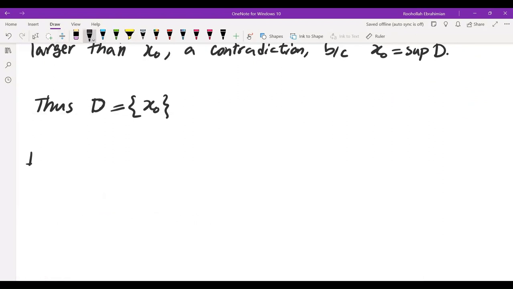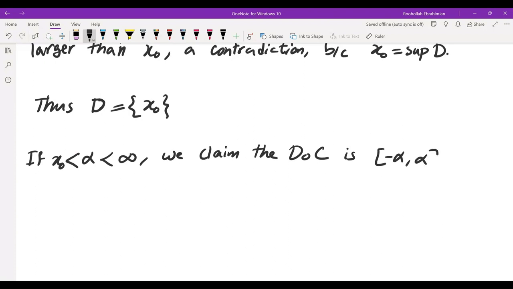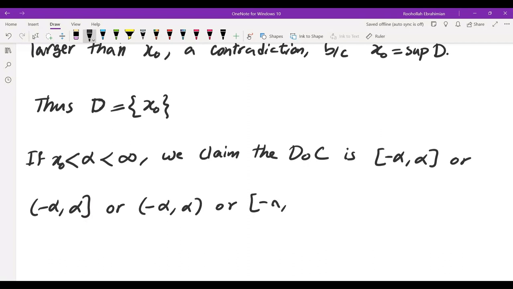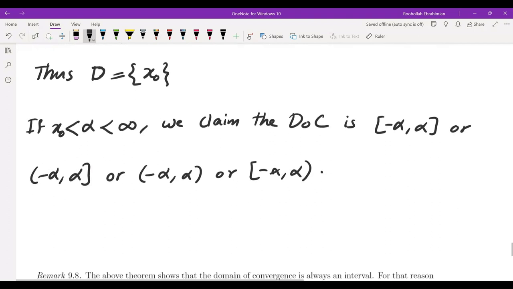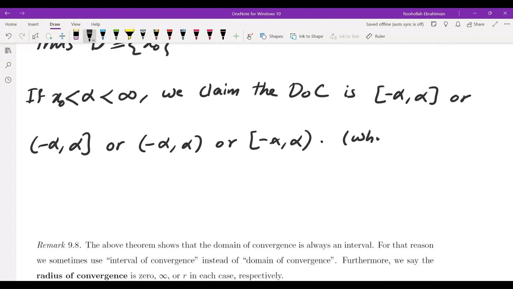Now let's assume that alpha is greater than x naught but less than infinity. We claim the domain of convergence is either negative alpha to alpha open, or negative alpha to closed alpha. Okay, so the argument is very similar to what we just did. So I won't write down the details of this, but essentially we already showed that negative alpha to alpha must be in the domain. And what you need to show is if you have something less than negative alpha, that cannot be in the domain, because otherwise you will have a larger interval, something larger than alpha that is in the domain. So I won't repeat the argument here.